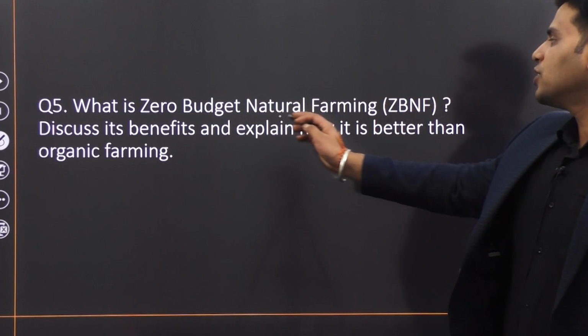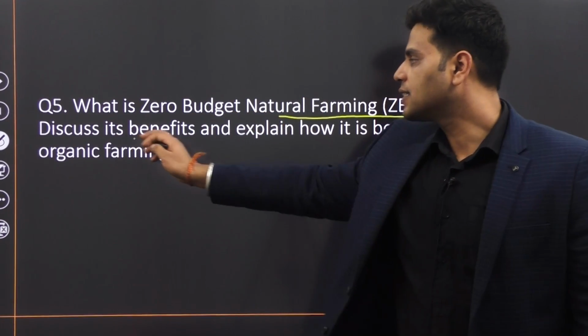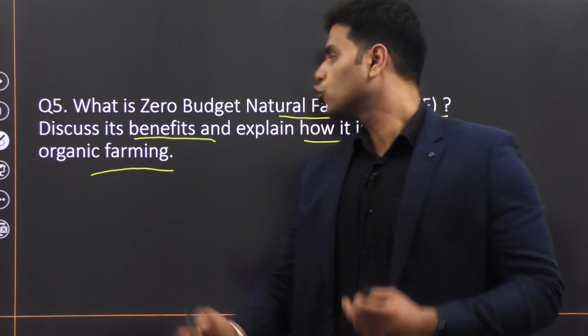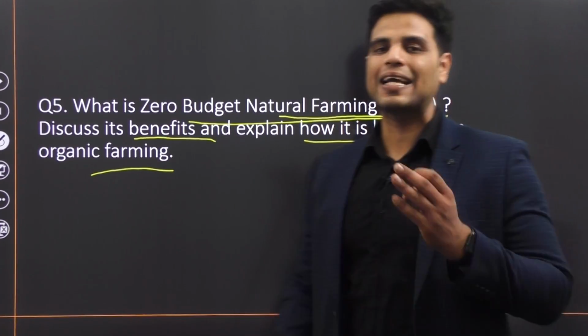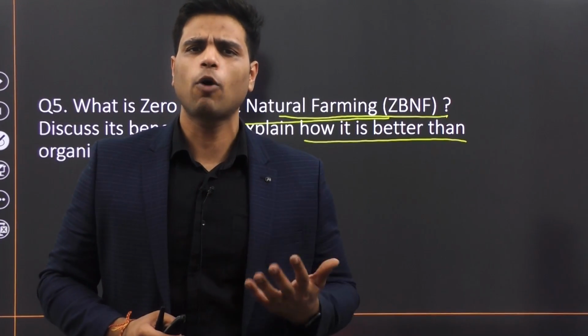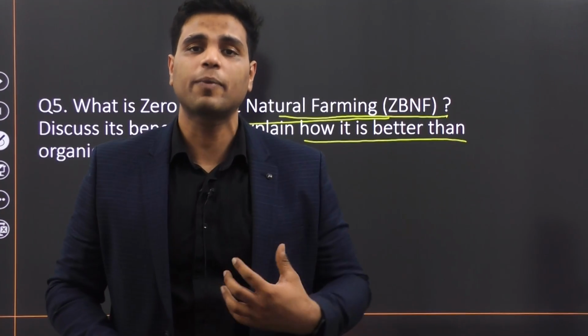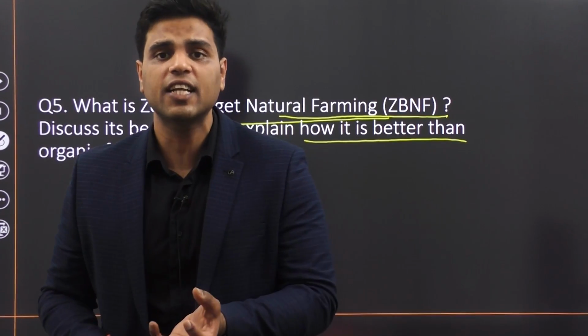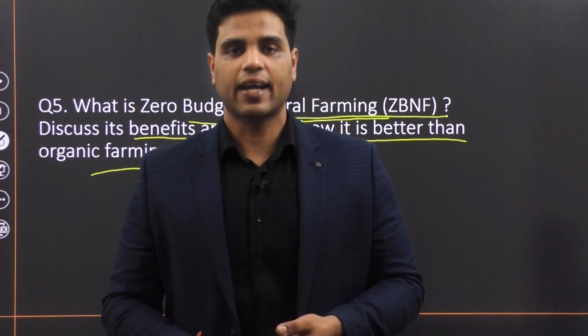what is zero budget natural farming? Discuss its benefits and explain how it is better than organic farming. So zero budget natural farming is a chemical free farming technique. It's a group of agricultural practices that actually borrow from our traditional ancient agricultural practices, and it actually goes against use of chemical fertilizers, chemical pesticides in agriculture.